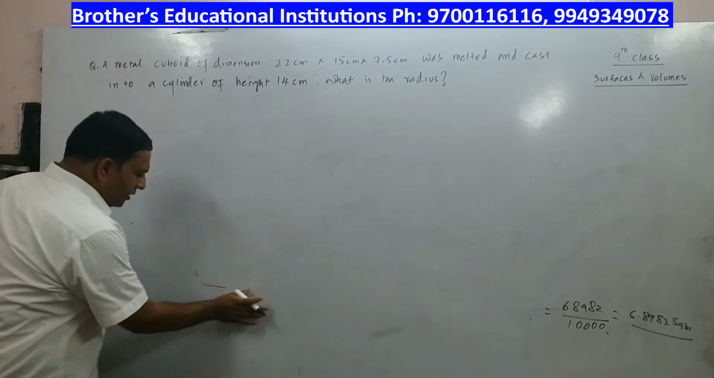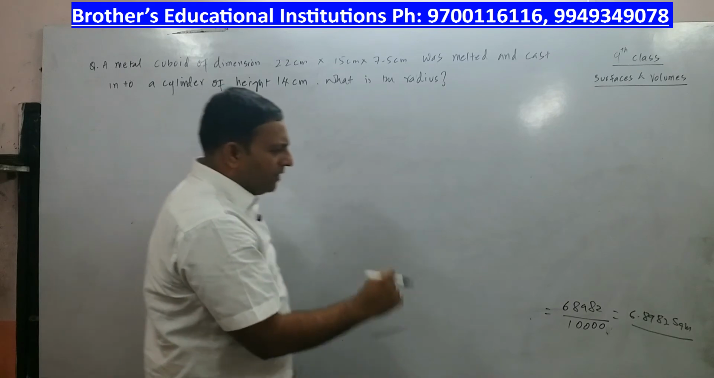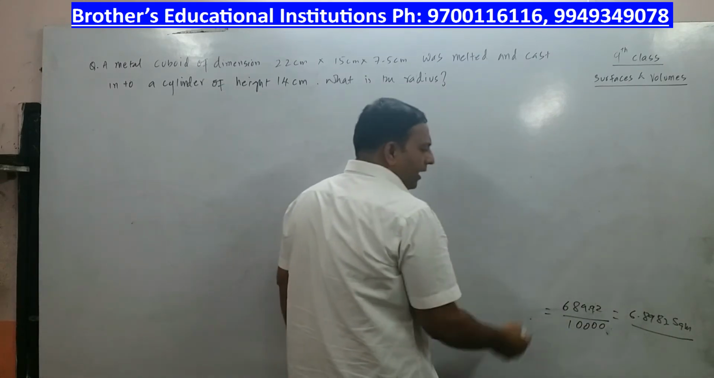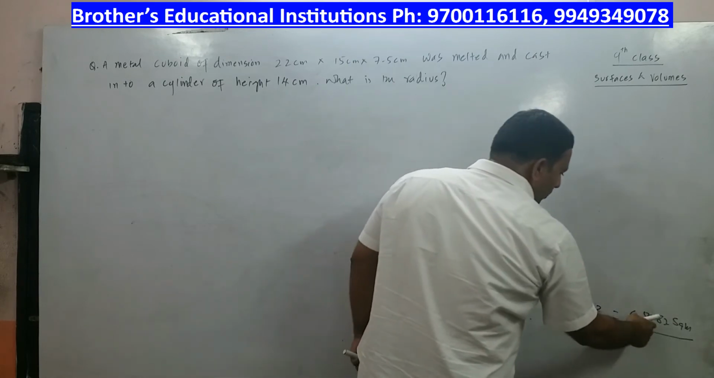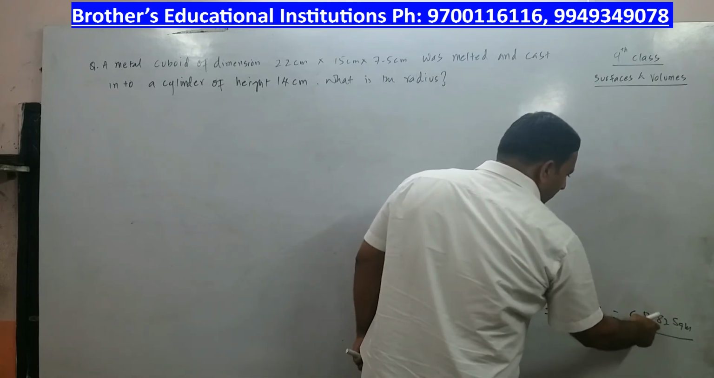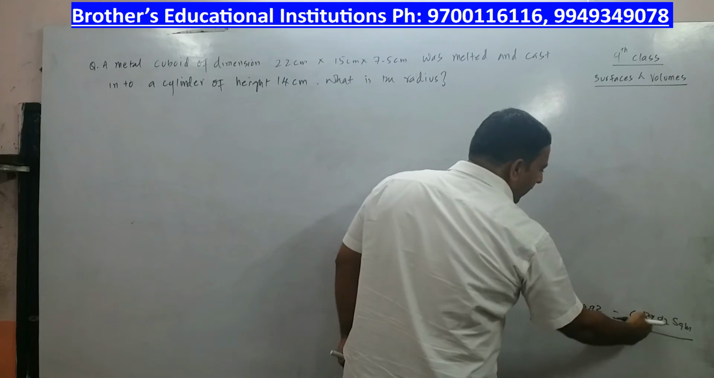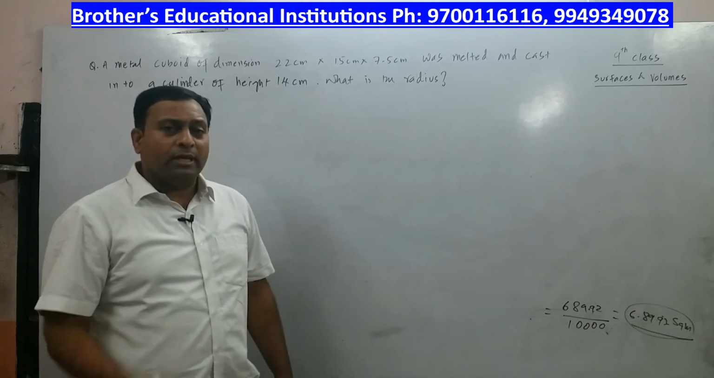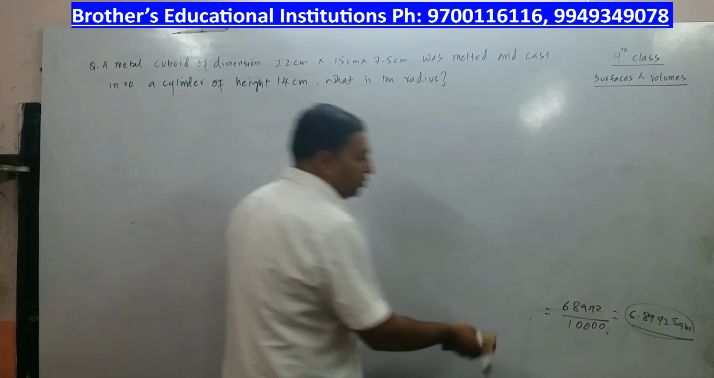So let us go to the next question. But before we move to the next question, a small change in the previous one. It is 68,992. Right? There was an error made. 68,992 means 6.8992 square meters. So that is for your information. You can update. Now let us move to the next question.